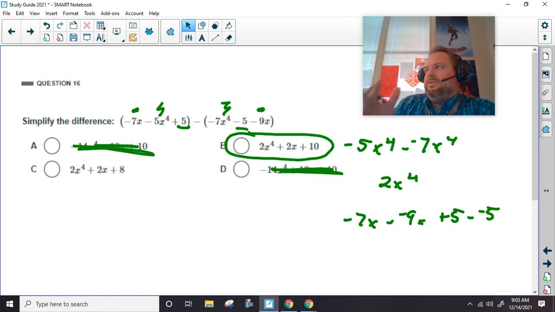Some of these you don't have to do every single part before you can get the answer. That's the good thing about multiple choice and test taking skills.